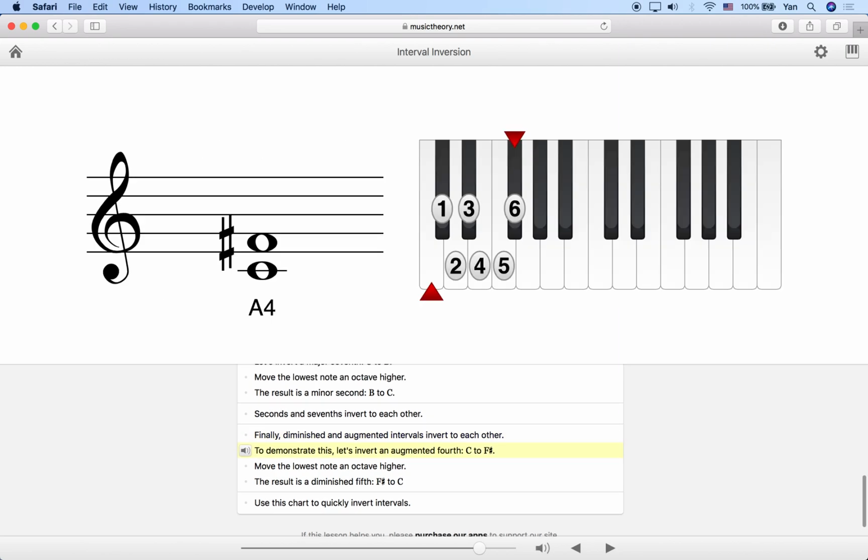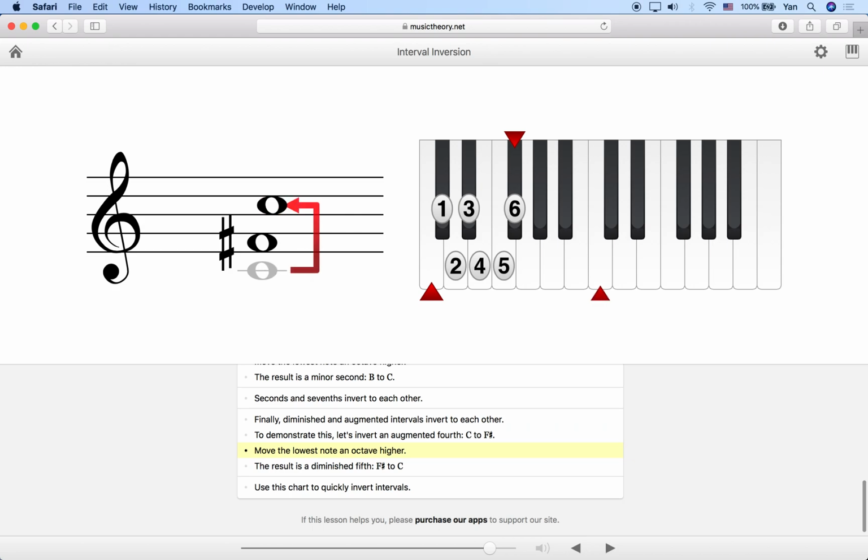So let's make an example so you see how that works. We're going to invert this augmented fourth, which is C natural F sharp. And as you can see, it is augmented because that F sharp makes it 6 half steps. A perfect fourth would have been 5 half steps from C to F natural, but one more half step from a perfect fourth makes an augmented fourth. So that's six half steps.